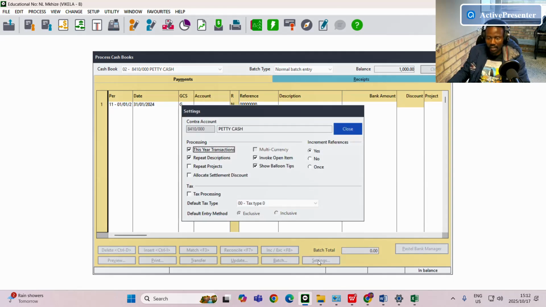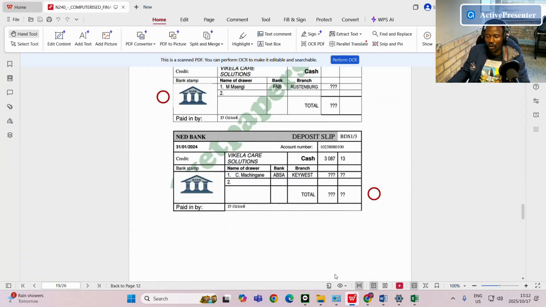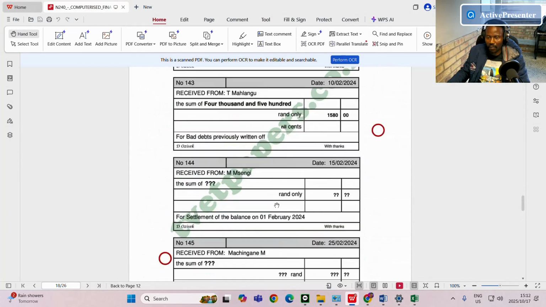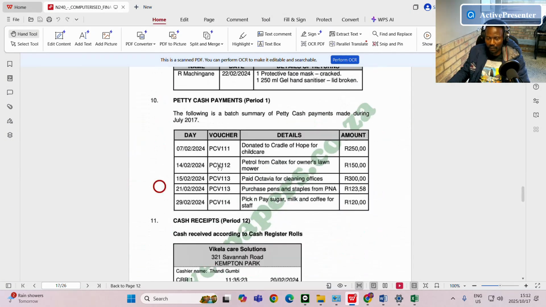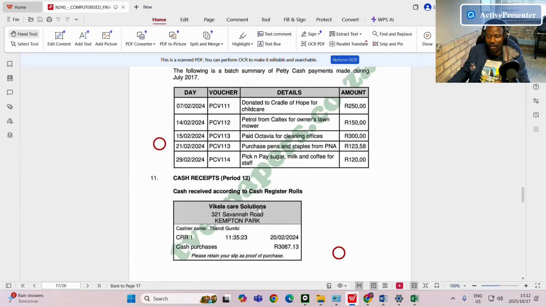And then you go to settings. Obviously, this here needs to be on. Repeat description must be off because obviously every item is unique. Then text processing must be on. Increment references: yes, I would like to increment the references. Why? Because the references are the petty cash voucher, 111, 112. So obviously they add a 1, 2, so they increment. Which is why I'm saying yes, I would like to increment references.